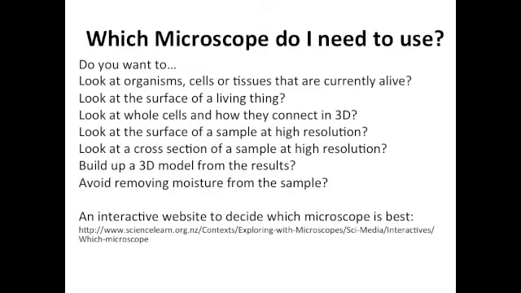So which microscope you decide to use depends on what the specimen is that you're looking at. There are lots of different kinds of specimens we can look at on our microscope. We can have ones that are currently alive, or things where we need to look at the surface, or things we need to look at on the inside at high resolution or at low resolution. We may want to build a 3D model from the results, or avoid removing any moisture from the sample, which might cause the sample to look different under the microscope. So based upon each of these criteria, we would choose a specific type of microscope. Here I have a link to a great interactive website that allows you to decide which microscope is best for which situation you have.